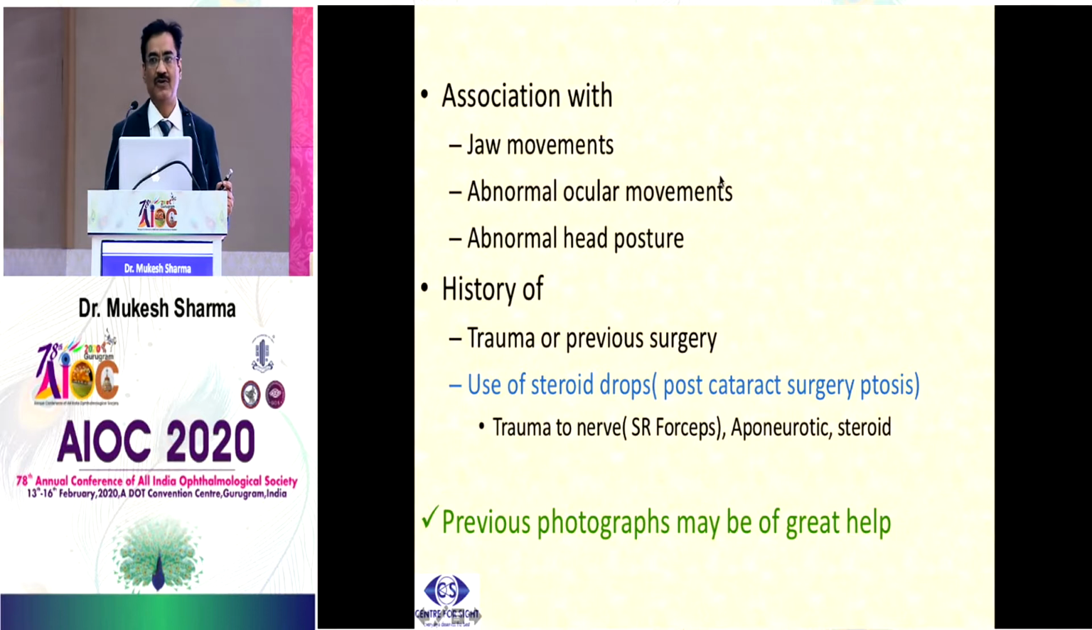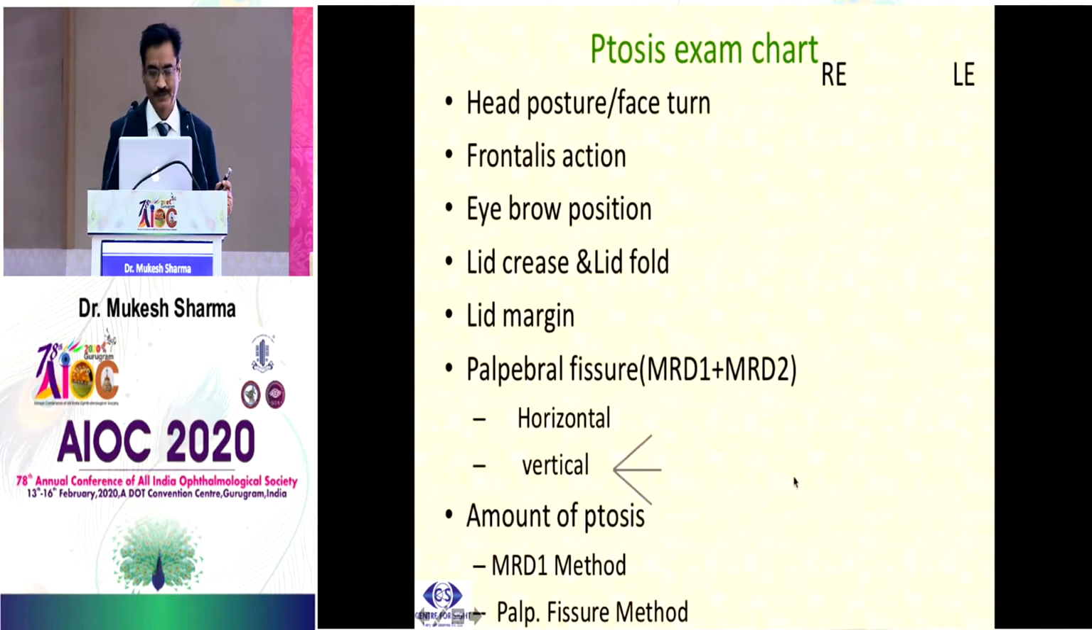What are the causes of post-cataract surgery ptosis? Causes are trauma to the nerve by superior rectus forceps or by the aponeurosis, or the use of steroid eye drops. Prolonged use of steroid eye drop may cause ptosis. Similarly, use of mascara also may contribute to the ptosis. So, getting a previous photograph is of great help if you are in doubt.